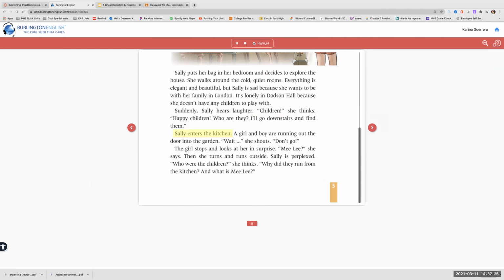Sally enters the kitchen. A girl and boy are running out the door into the garden. "Wait!" she shouts. "Don't go!" The girl stops and looks at her in surprise. "Mealy?" she says. Then she turns and runs outside. Sally is perplexed. Who are the children, she thinks. Why did they run from the kitchen? And what is Mealy?